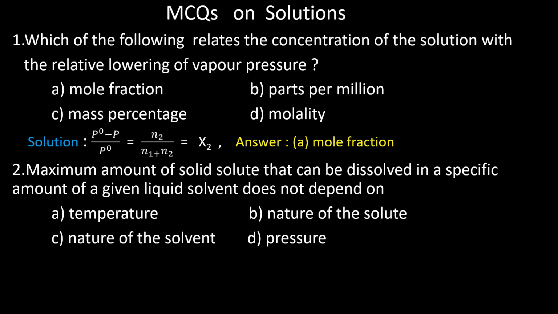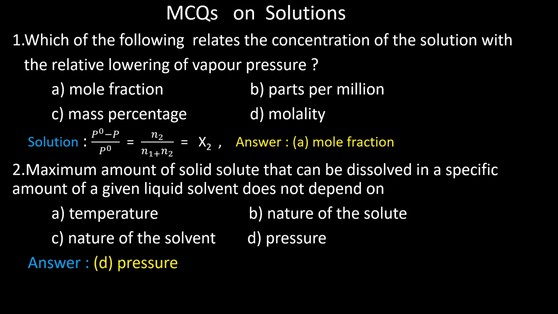The amount of solute that can be dissolved in a specific amount of a given liquid depends upon the remaining three, that is temperature, nature of the solute, and nature of the solvent. So if temperature increases, the solubility of solid increases. If it is a gas, the solubility of gas in the liquid decreases. And definitely the amount of solute that can be dissolved in a specific amount of given liquid depends upon the nature of the solute and nature of the solvent. So the correct option is the D option, that is the correct answer.